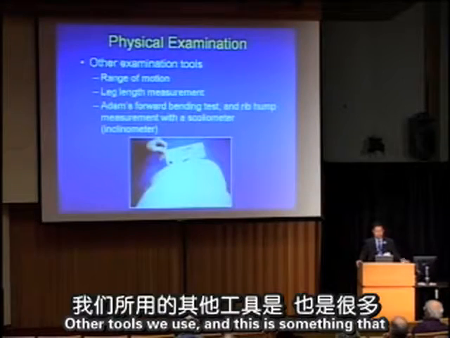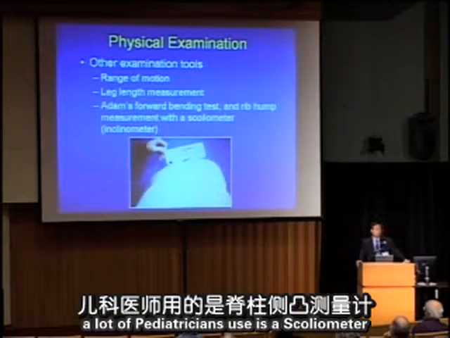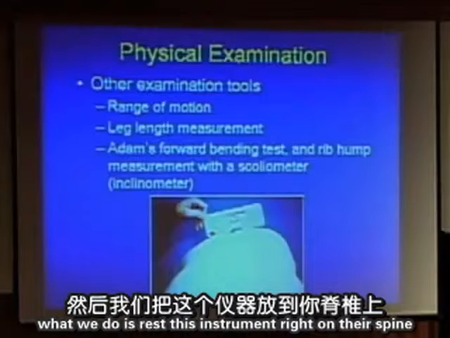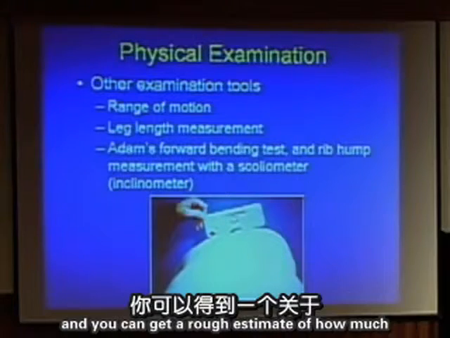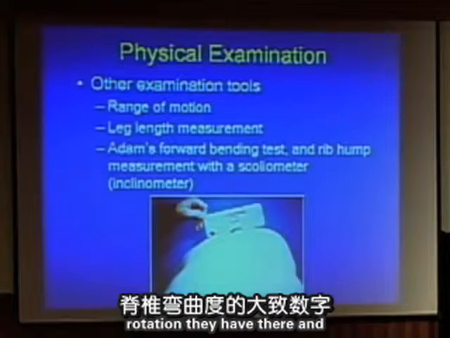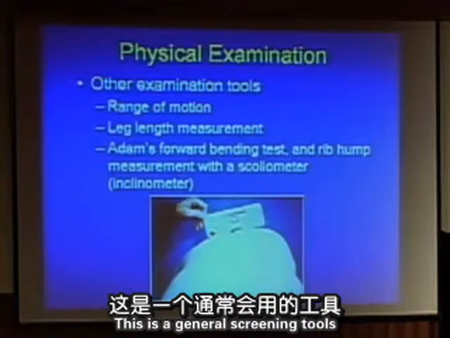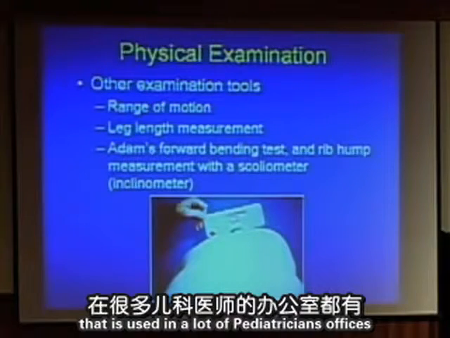Other tools we use, and this is something that a lot of pediatricians use, is a scoliometer. The patient bends over, and we rest this instrument right on their spine. You can get a rough estimate of how much rotation they have there and how severe their scoliosis can be. This is a general screening tool that is used in a lot of pediatricians' offices and even in schools.